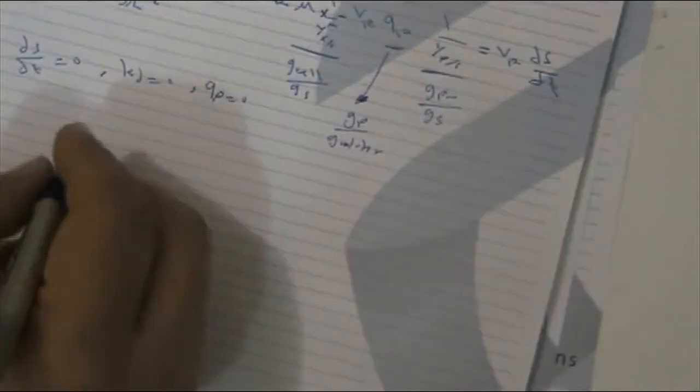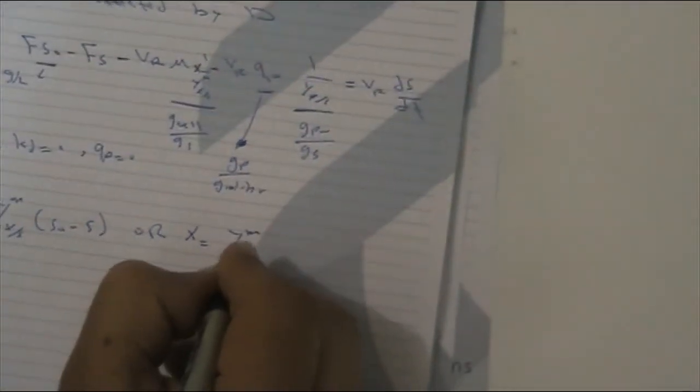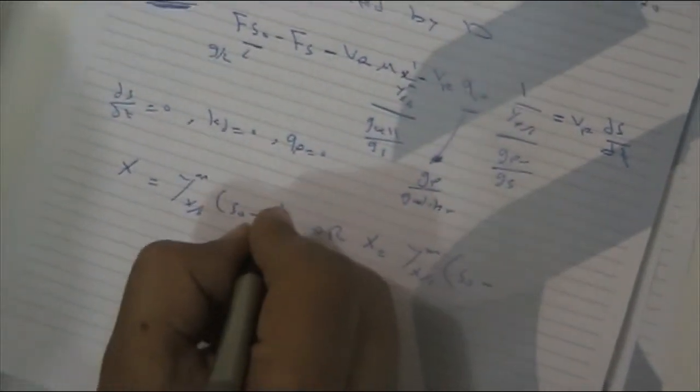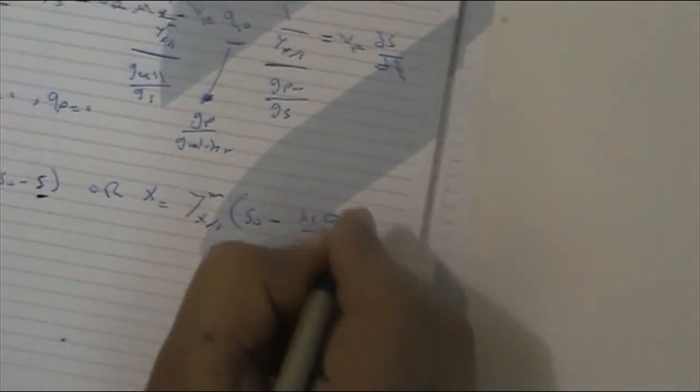Now also we have dS over dt equal to 0. We can assume Kd equal to 0, and we can assume Qp equal to 0. That will give X as Y max x over s multiplied by S naught minus S, or X will be equal to Y max x over s multiplied by S naught minus, we have to replace S by Ks D over mu max minus D, and this is our equation here. X is related with substrate and x over s.